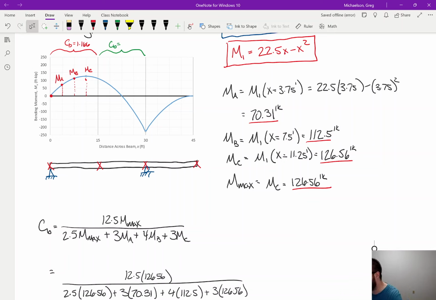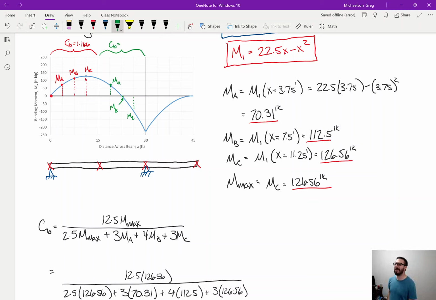Okay, so first off, just to indicate, here's MA. Now, here's MB, okay? Here is MC, so this is MA, okay? And so how are we going to do that? We're just going to keep using the same moment expression. We're just going to plug in different distances of x. So instead of 3.75, 7.5, 11.25, and 15, we're just going to keep going.